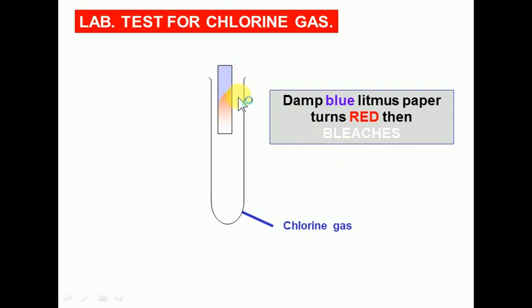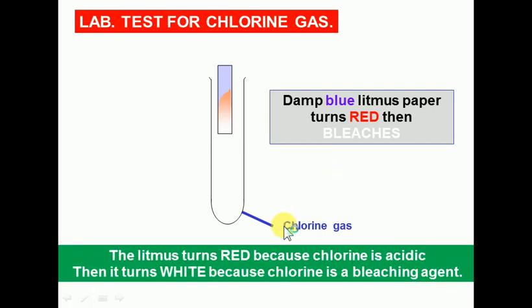In this test, blue litmus paper turns red, as we know that chlorine gas is acidic in nature. And finally, the litmus paper turns white due to the bleaching action of chlorine gas.